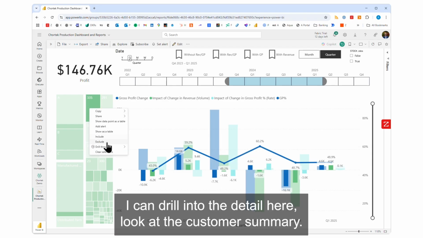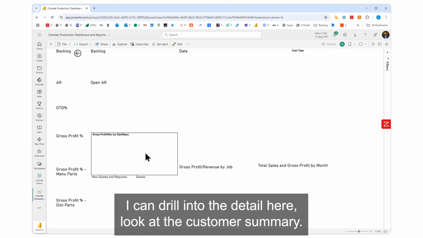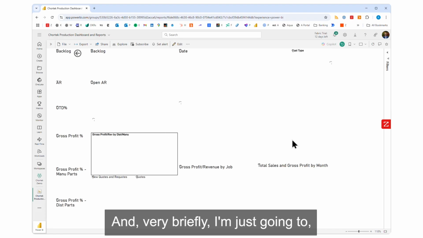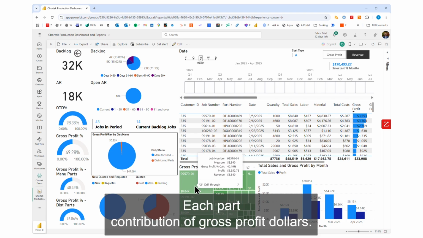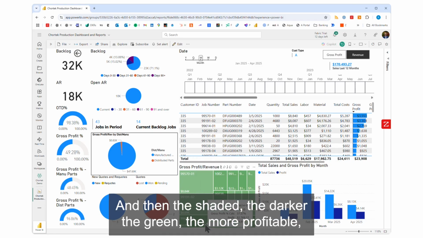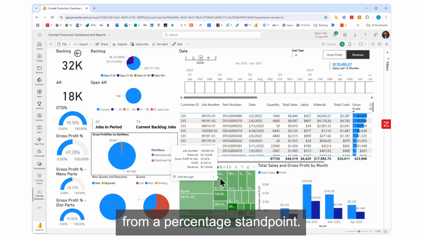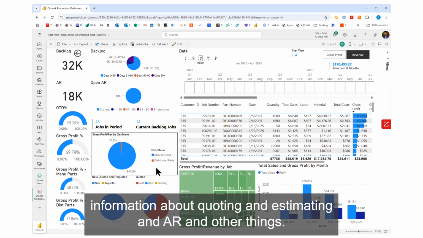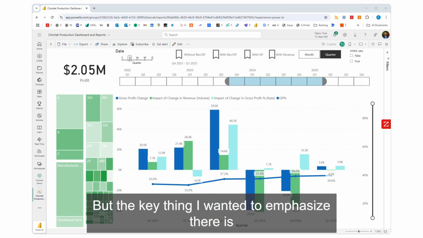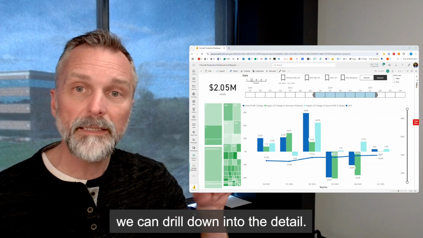I can drill into the detail here, look at the customer summary, and very briefly, I'm just going to narrate here. We can see all the individual parts, each part's contribution of gross profit dollars, and then the shaded, the darker the green, the more profitable from a percentage standpoint. There's a lot of information on this screen on purpose, information about quoting and estimating and AR and other things, but the key thing I wanted to emphasize there is we can drill down into the detail.